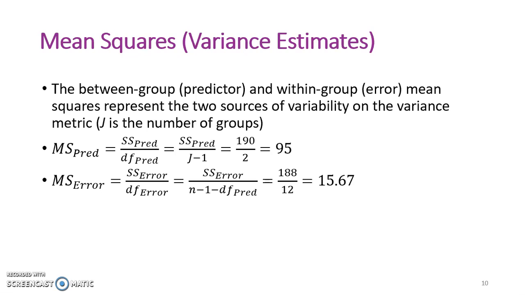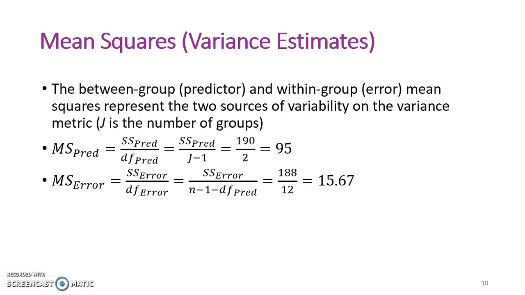Now, the mean squares, or the variance estimates, are the two sources of variability, like the sums of squares, but now we have them on the variance metric. So the mean squares are calculated just as they were for regression, where we divide the sum of squares by the degrees of freedom. And here, for the predictor, the degrees of freedom is j minus 1, where j is equal to the number of groups on the predictor. So in this example, j is equal to 3 because we have the 3 different types of quit methods. So j minus 1 would be 2.